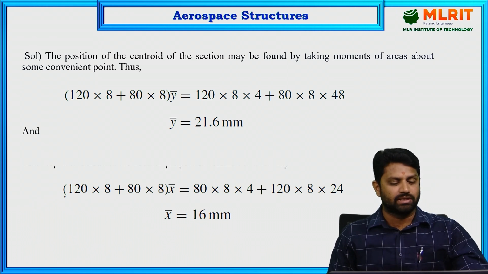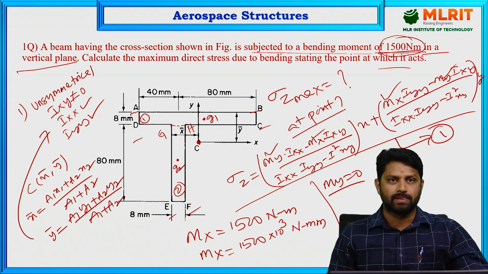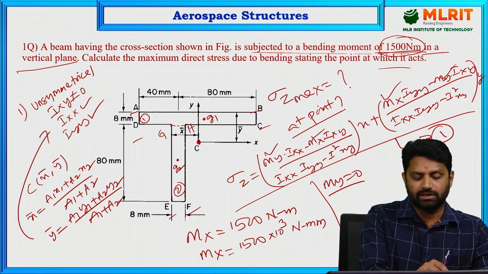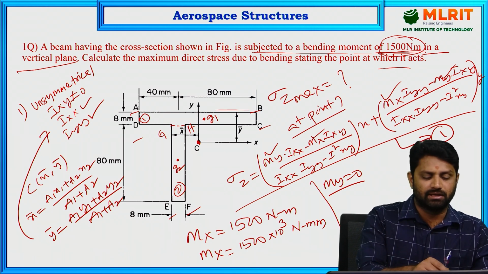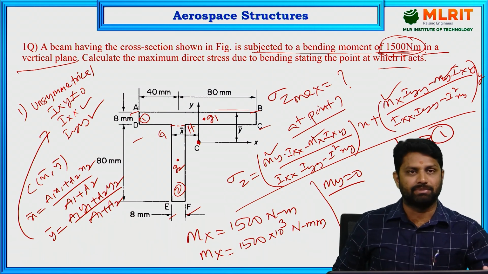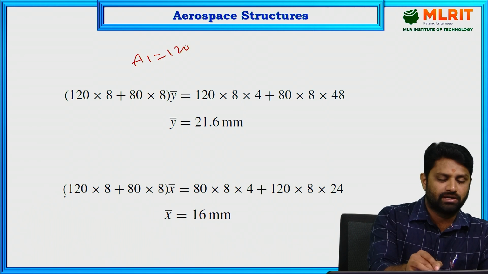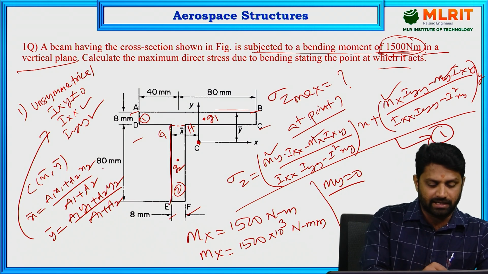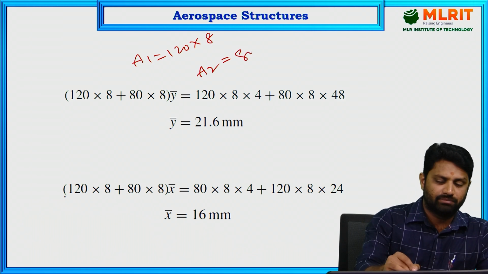So here the x bar, y bar. So if you look at these areas here, first area A1, this is nothing but 40 plus 80, that is 120 mm, and the depth is 8 mm. So therefore the area A1 is taken as 120 into 8. Okay, and if you look at the second area from here to here, that is 80 mm into 8, that is the second area. So 80 mm into 8.